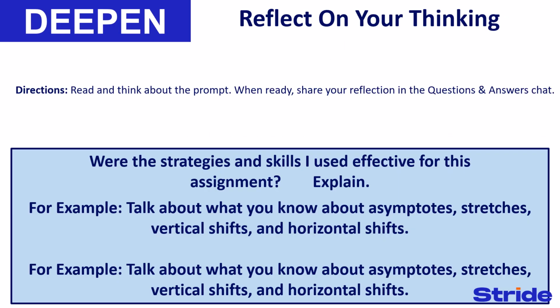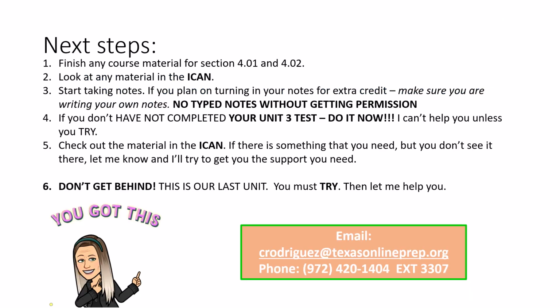All right, reflect on your thinking. What were the strategies and skills effective for this assignment? We know that we need to know our rules for exponents. We need to know about what our asymptotes do. Practice what causes a stretch, a vertical shift, and a horizontal shift. Practice until you see it. Okay, when it's new, you need to practice. All right, talk about what you know about asymptotes, stretches, vertical, and horizontal shifts. Make sure you're taking clear notes.